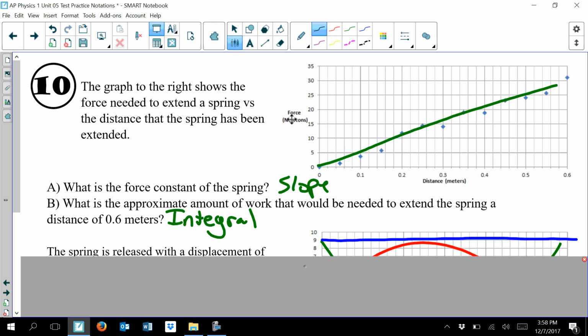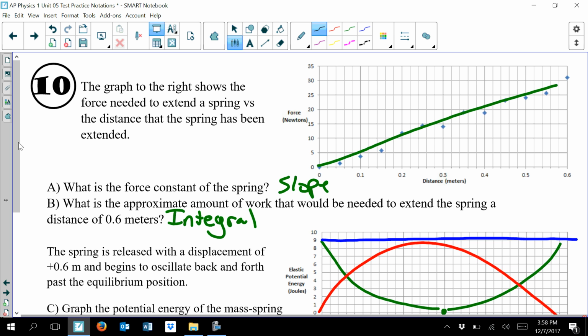Graph of force and distance for a spring. The force constant, or the spring constant, sometimes called, it's the same thing, is the slope of that line. Just draw a line of best fit, and then the amount of work would be the integral there.